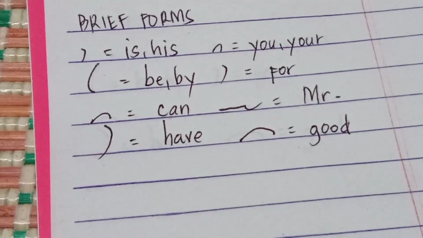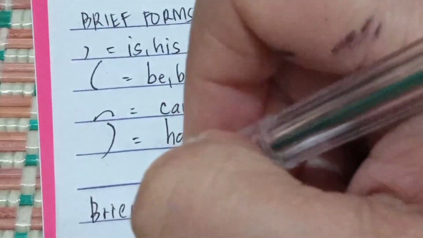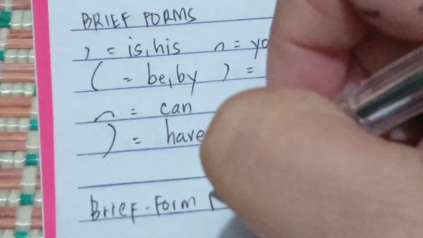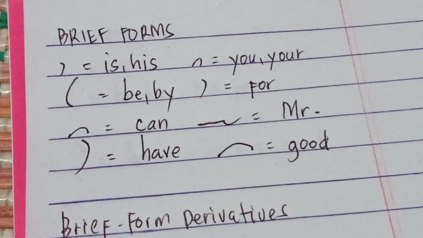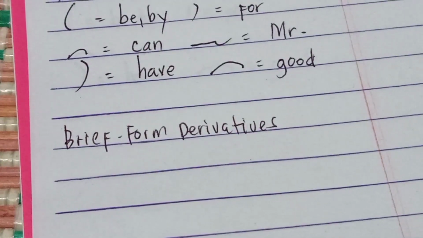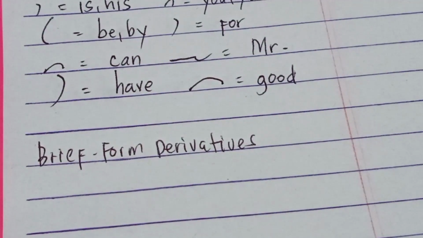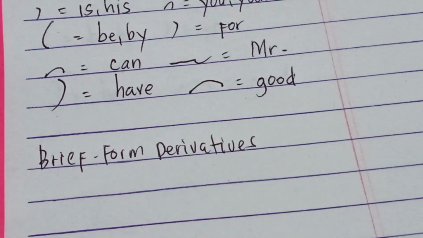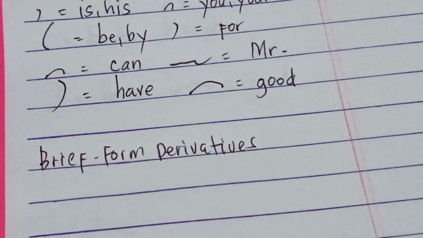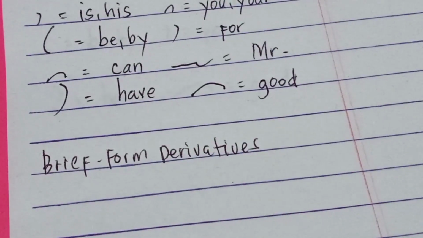Okay, the next one is yung atin pong brief form derivatives. Okay, when you say brief form derivatives, ito po yung mga words na na-form natin, no, based dun sa brief form, no, if we add an additional symbols sa particular brief forms, nakakabuo po tayo ng another form ng word, nakakapagbuo tayo or nakakapag-form tayo ng another word based doon sa brief form. Okay? Understand?